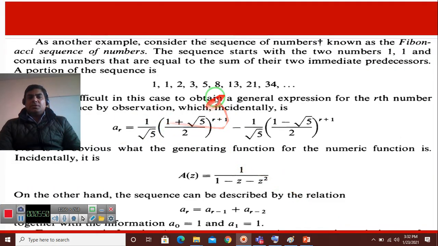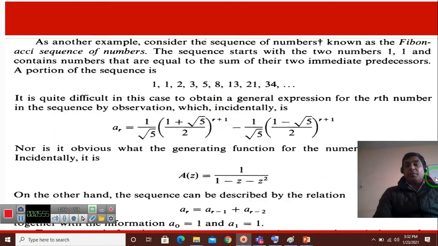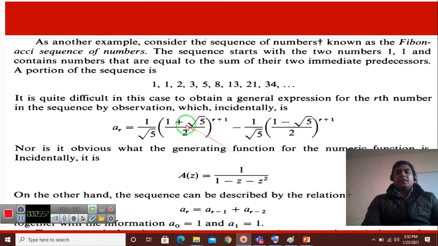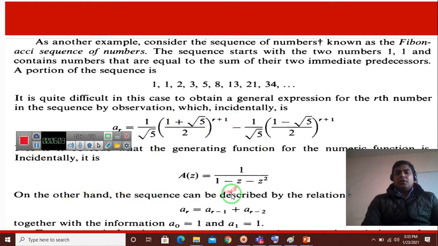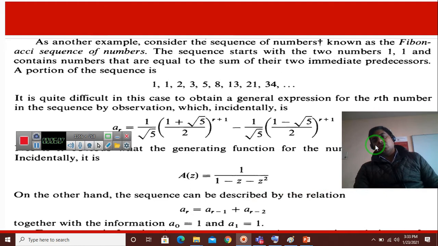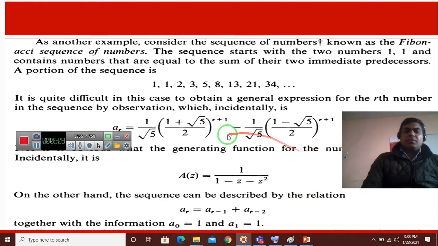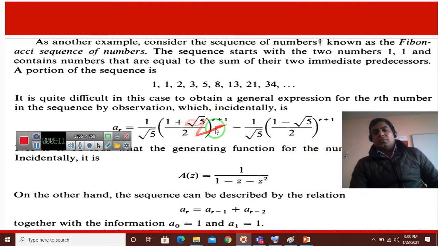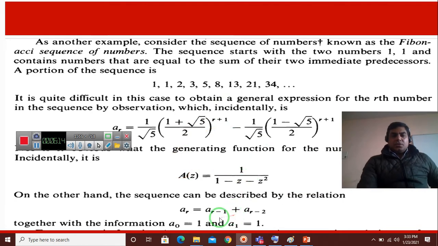The solution of this recurrence is this. First we have to discuss the solving method for the recurrence, then we will be able to find the solution of this recurrence. So first we have to discuss the solution of the recurrence relation, then we will be able to find the solution of this recurrence. This is the recurrence for the Fibonacci series.